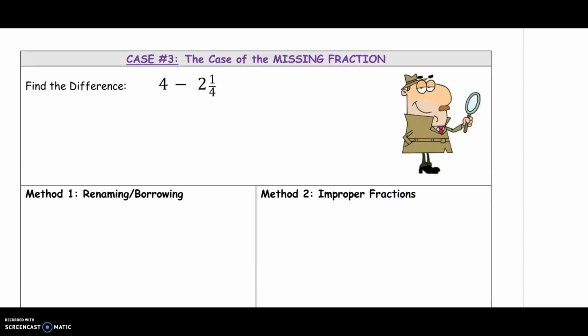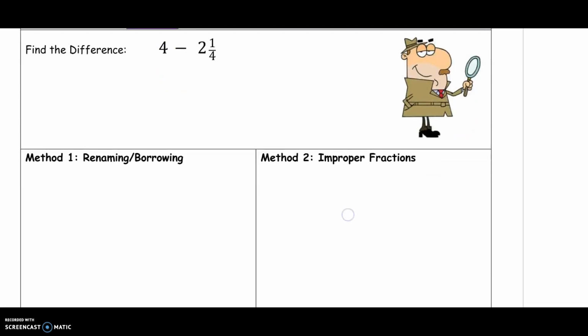Okay, case 3, the case of the missing fraction. So if you take a look at our example, it says 4 minus 2 and 1/4. Now normally our first step would be to subtract the fractions, but you'll notice I don't have a fraction in my first number. Okay, so the first method I could use is again renaming or borrowing, just like we did in the previous example.